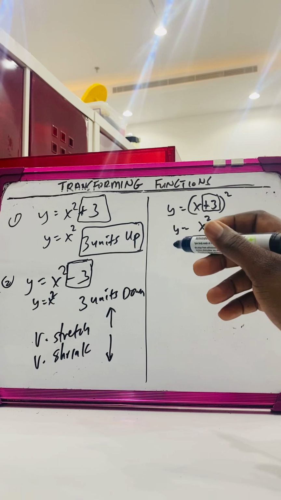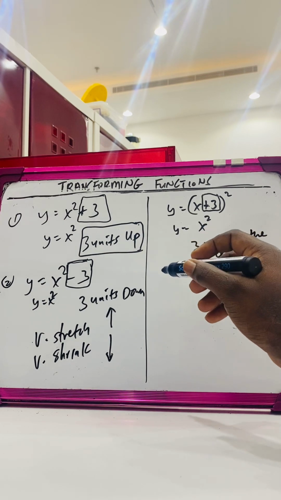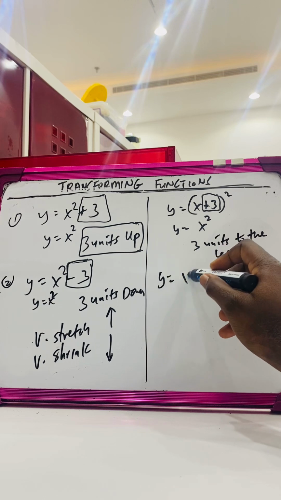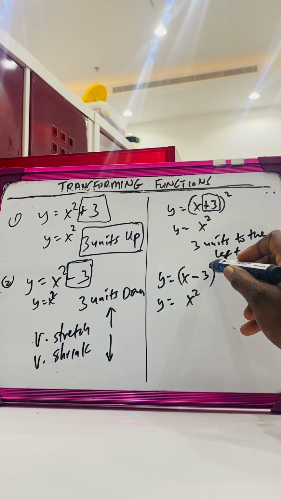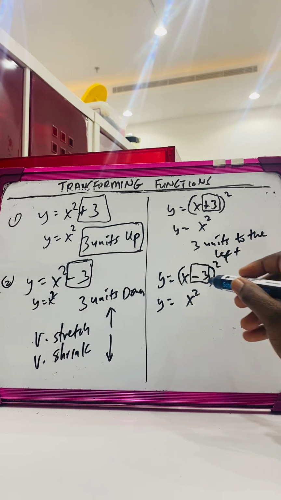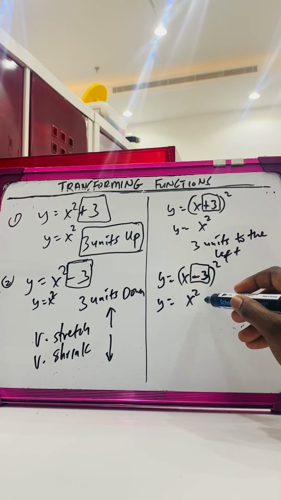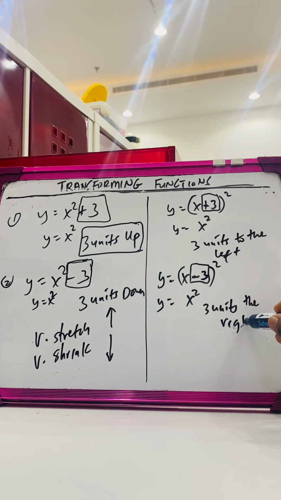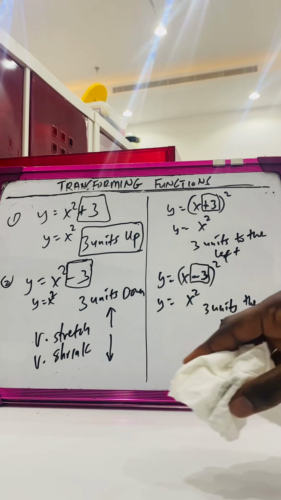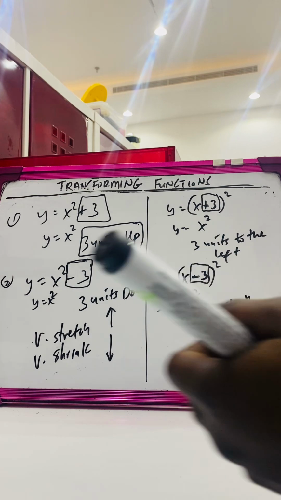I'll pick some more examples. Let's say this time y is x minus 3 all squared. Again, I'll compare this to the parent function y is x squared. The only change is this. So even though it is minus 3, we say we have to do 3 units to the right. So with the x, we'll always do opposite what we are seeing. Of course, there can be a horizontal stretch and also a horizontal shrink. Let's see how they look like.